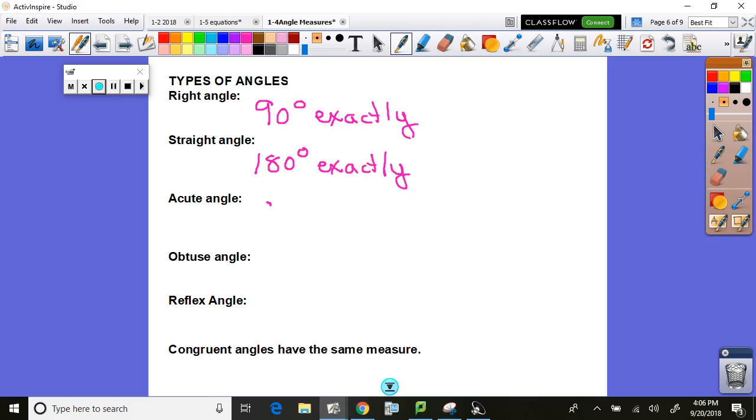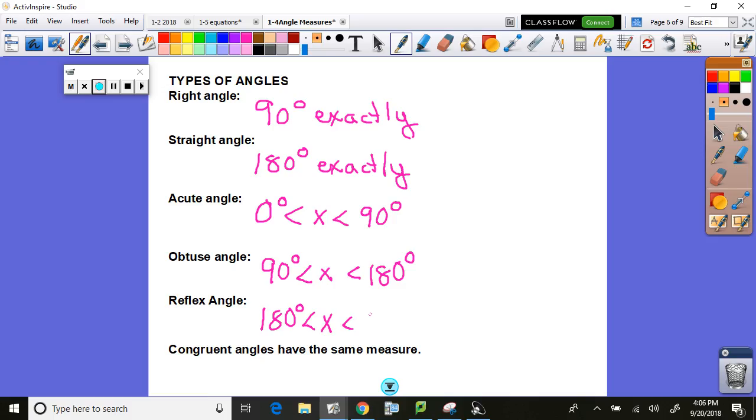Acute is an angle that's greater than 0, but less than 90 degrees. Obtuse is greater than 90, but less than 180. Reflex is more than 180, but less than 360.